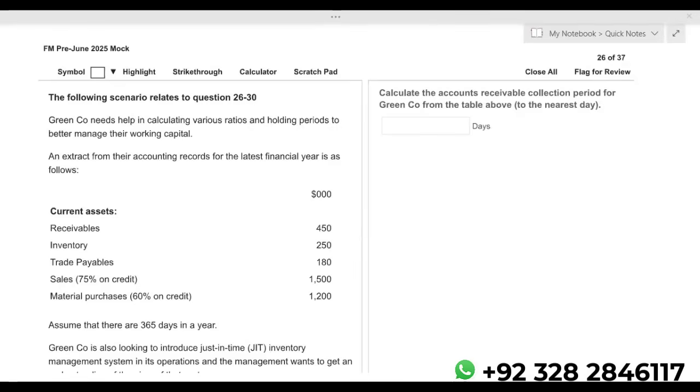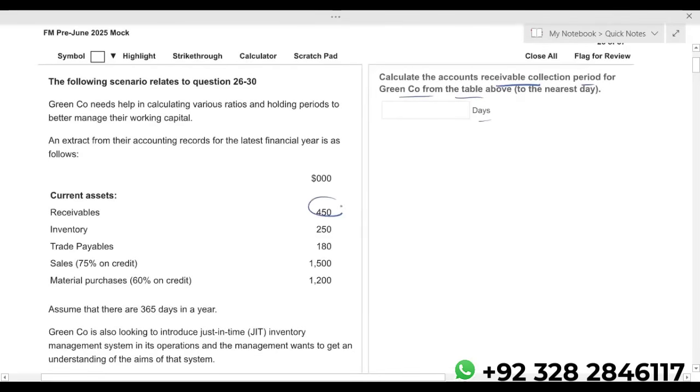Okay, students, let's quickly discuss the last question of section B. Calculate the accounts receivable collection period for the green company from the table above, days to the nearest day. Simply we have been given receivables. Obviously, I need credit sales. Nothing is mentioned that the entire sale is credit sale, but the examiner has specifically mentioned that 75% of the sale is credit. So I'll be taking 75% of the sales.